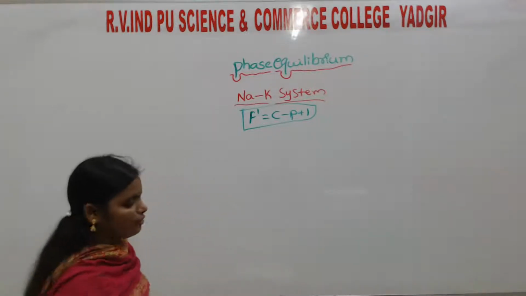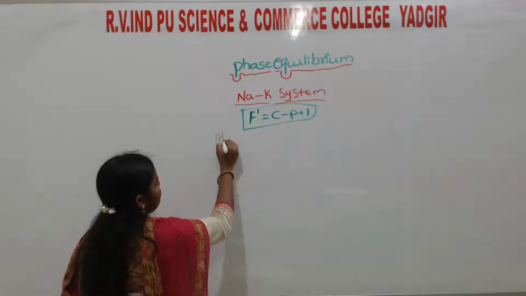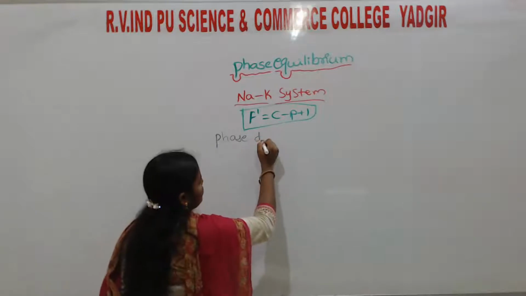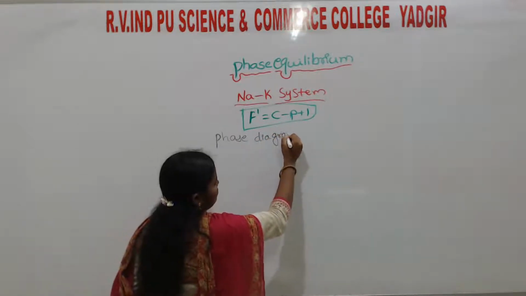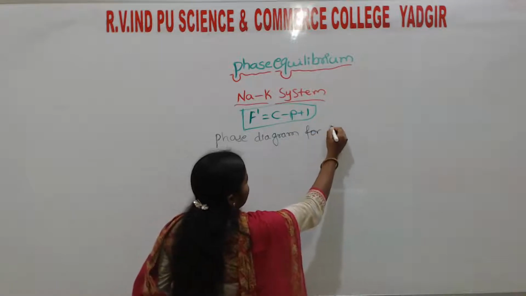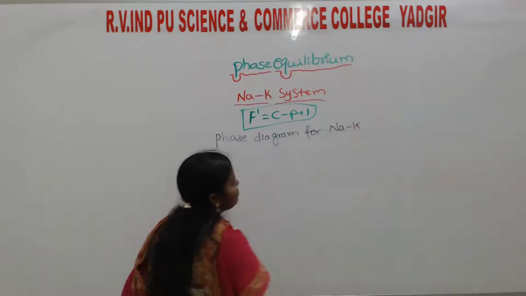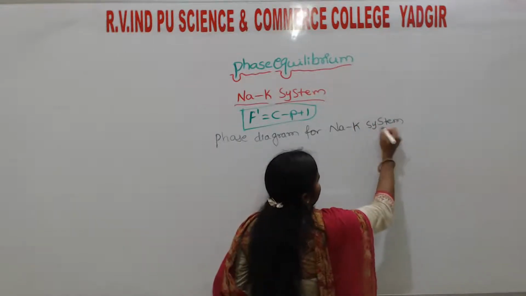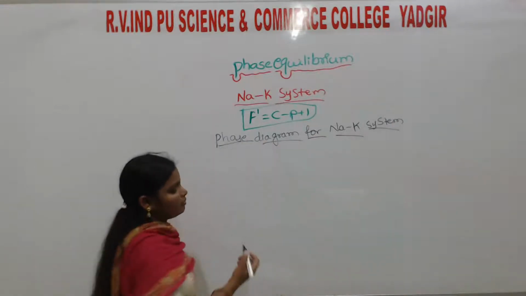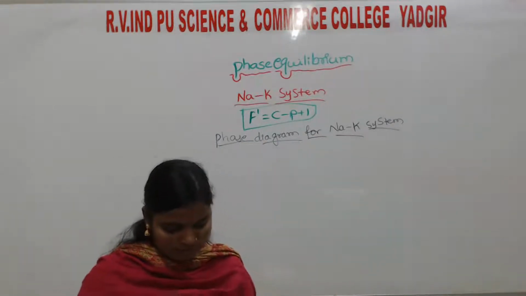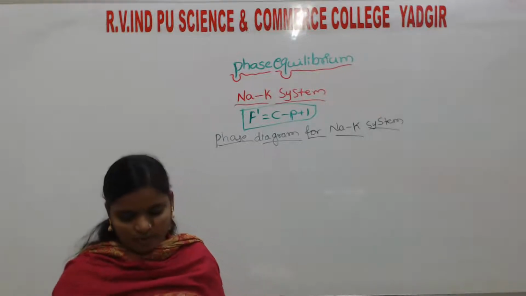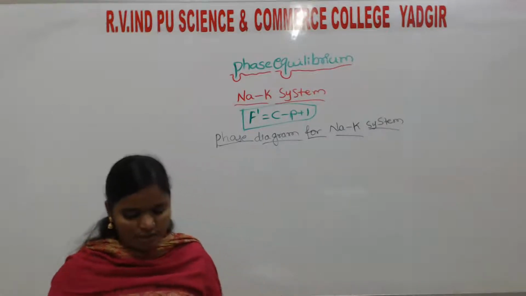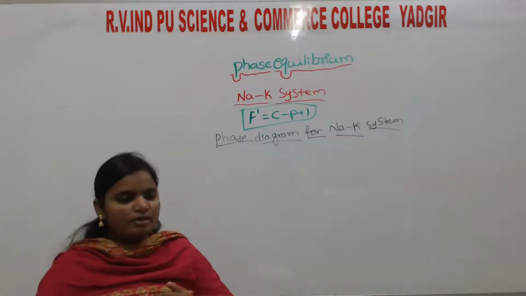Next, the phase diagram of the sodium potassium system. According to this phase diagram, you can explain the curves, points and areas of this system.